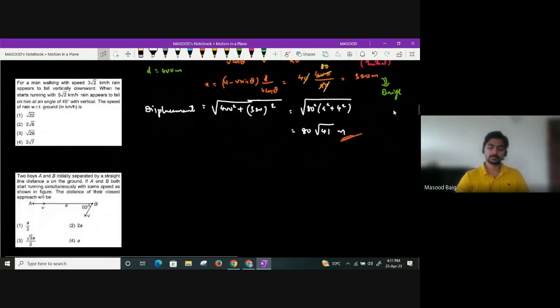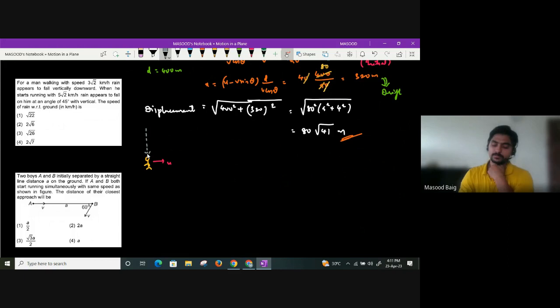Then next question you see: for a man walking with a speed of 3 root 2 kilometers per hour, rain appears to fall vertically downwards. When he starts running with speed 5 root 2 kilometers per hour, rain appears to fall on him at an angle 45 degrees with the vertical. So initially, as you can see, when this fellow is moving with some speed u, how is it falling? Rain is falling vertically downwards.